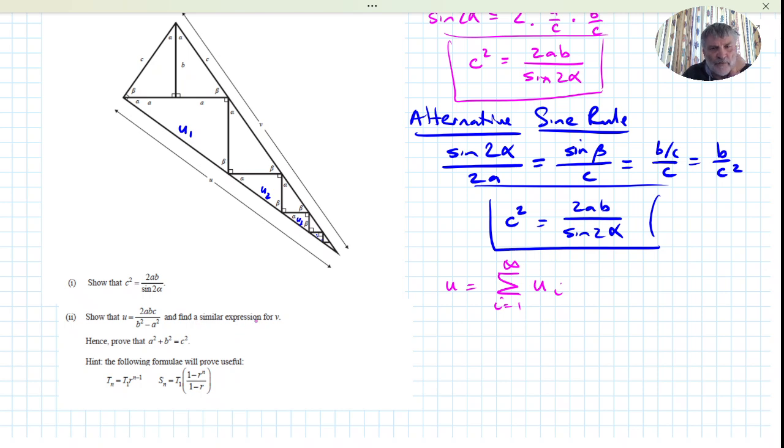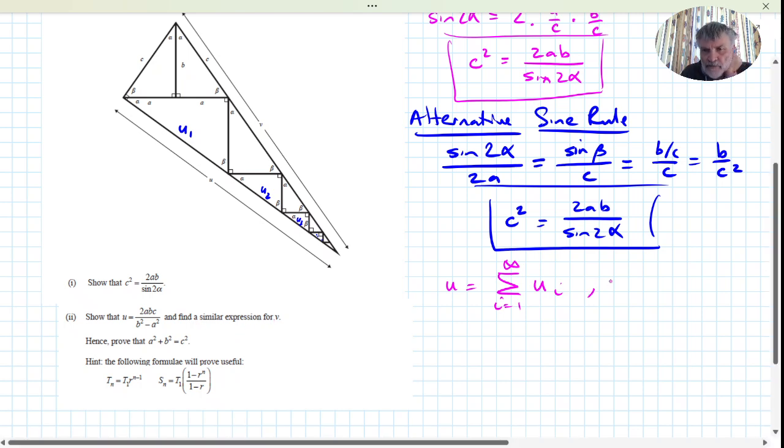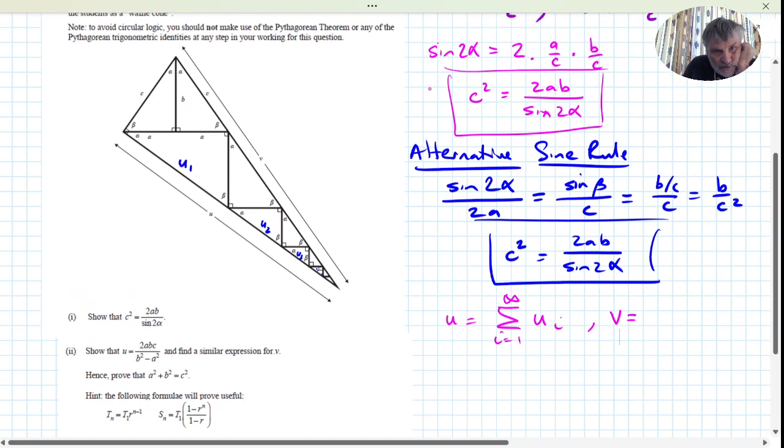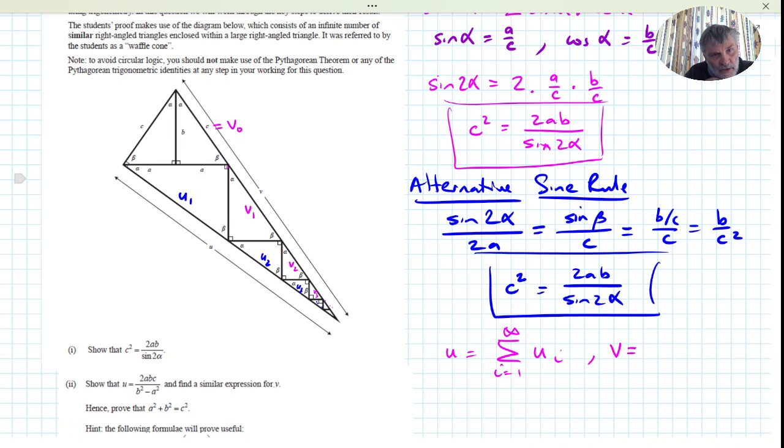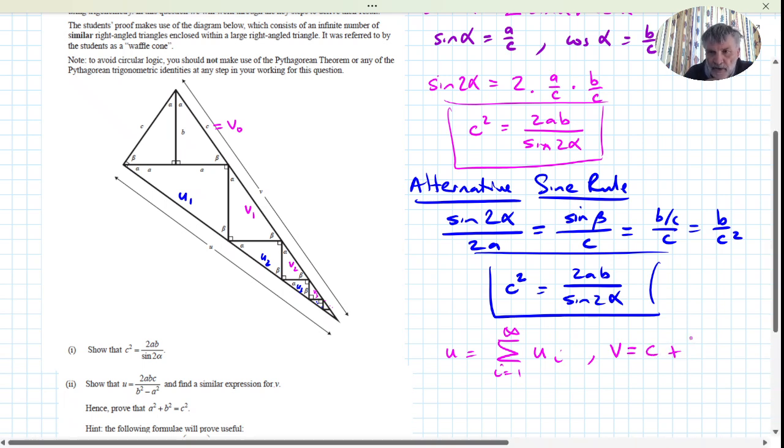It says to also find a similar expression for v. So v is slightly different because v is made up of these ones here, which I'll call v1, v2, v3, etc. And this first one we could call v0, but it's c. v0 is exactly equal to c, so that's why I'm not starting with that one, because it's got a slightly different format. So we could write that as c plus the sum of the vi's, i equals 1 to infinity.